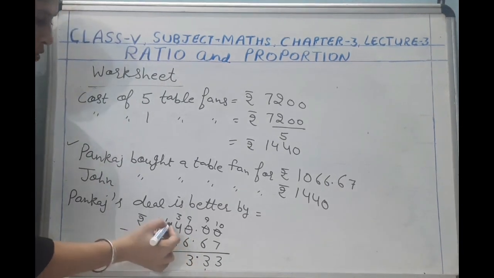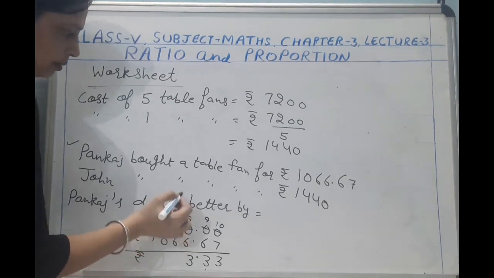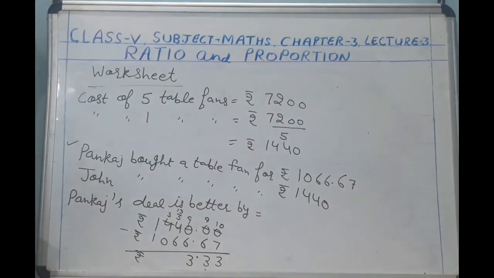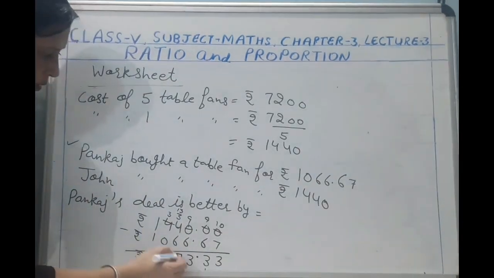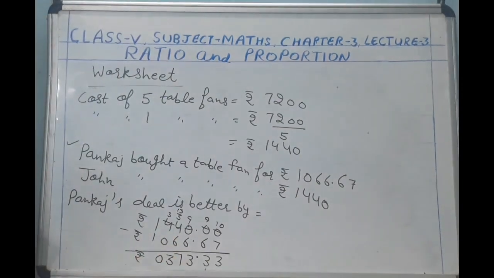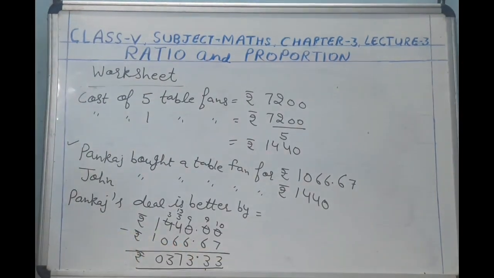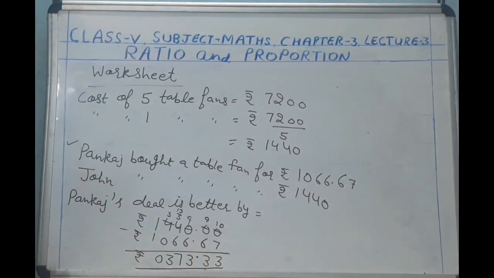3 minus 6 not possible, so it will become 30. And 4 will become 3. And 3 will become 13. 13 minus 6, 7. 3 minus 0, 3. 1 minus 1, 0. So his deal is better by rupees 373.33. पंकज ने एक फैन पे इतने रुपीस कम दिए, जबकि जॉन ने ज्यादा पैसे दिए.